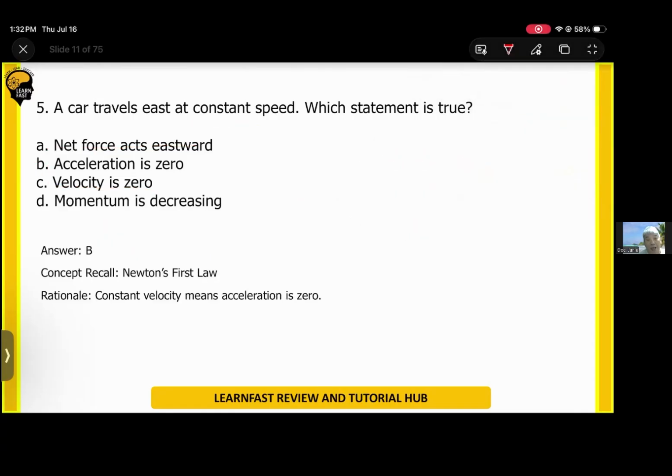So the basis of our answer is Newton's first law. So constant velocity means acceleration is zero.